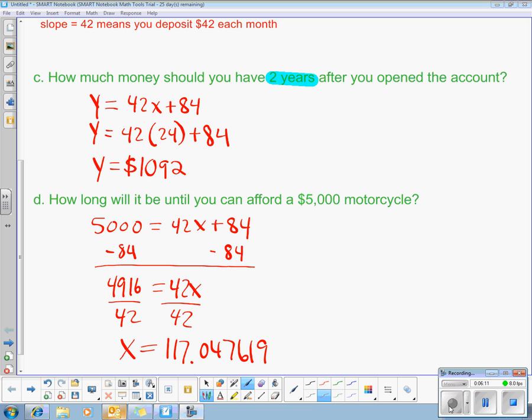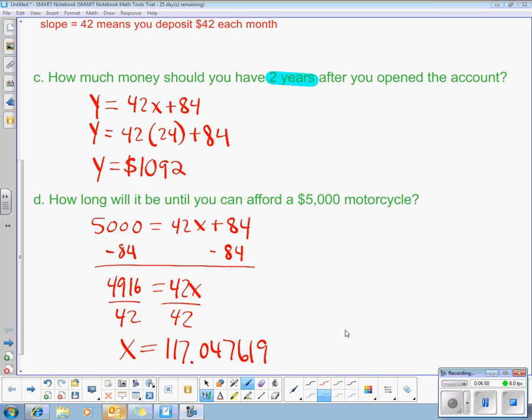If you need to raise $5,000 in an account where you're putting in $42 a month, and you had $84 to start, y becomes 5,000 and x becomes my unknown. So two steps here: subtract 84 from both sides, and then divide by 42, and you get a little bit over 117 months. So after 117 months, you won't quite have it, and on that 118th month, you will have it. That's roughly 10 years, which tells me either you need to find a cheaper motorcycle or get a better job and start putting more than $42 a month into your account.